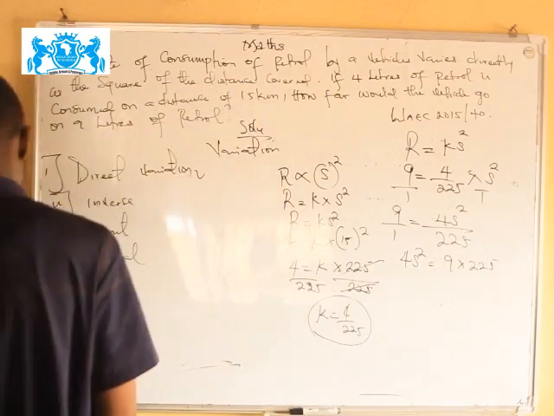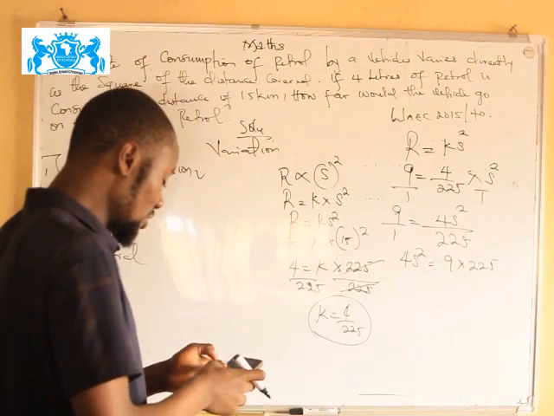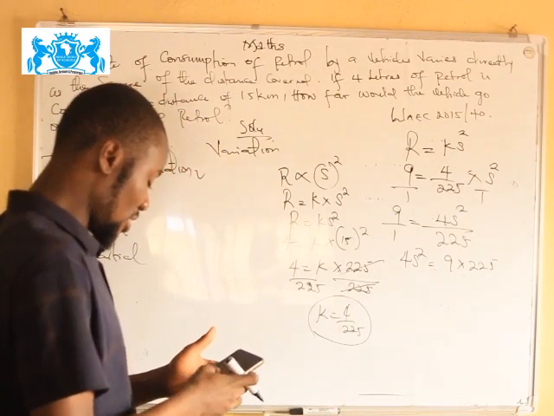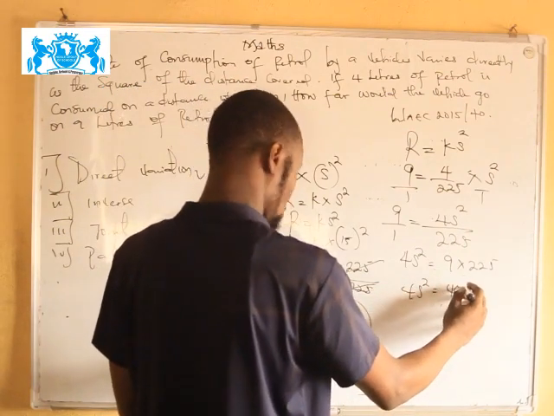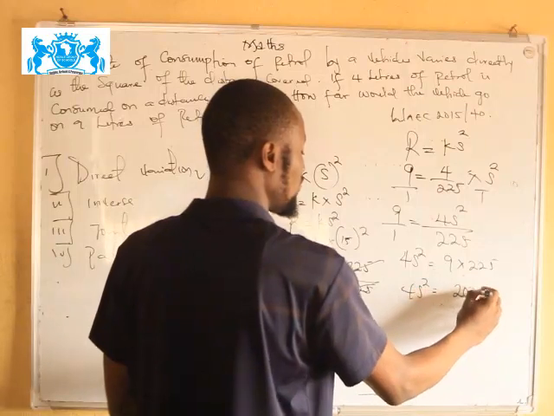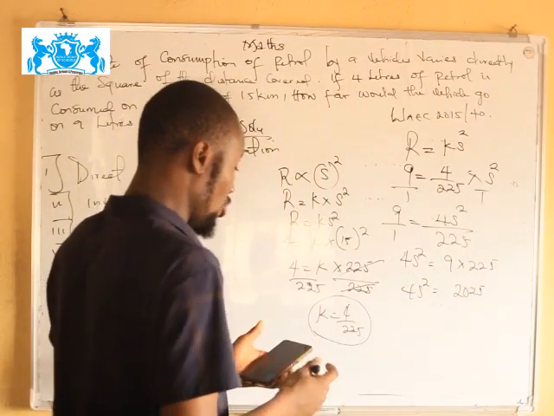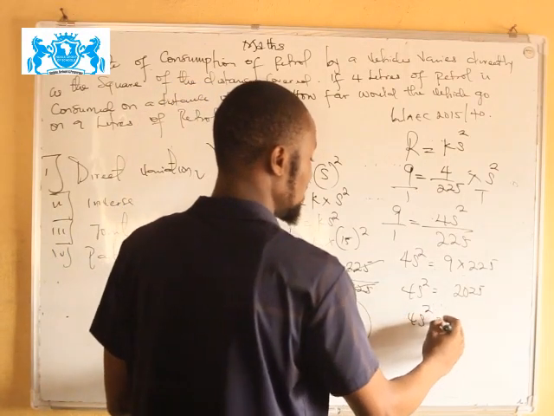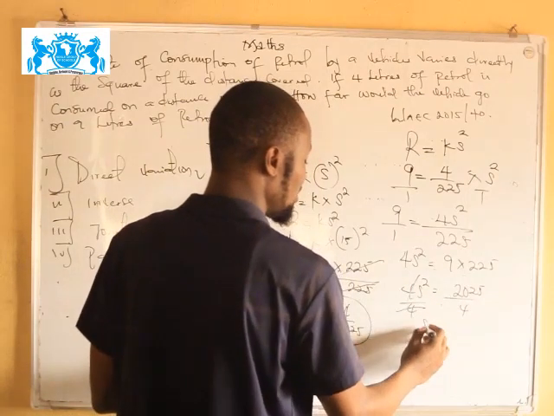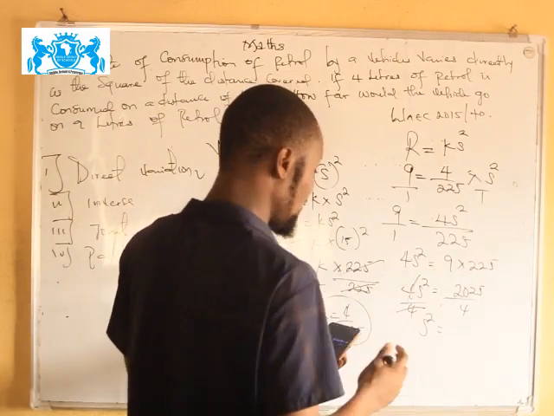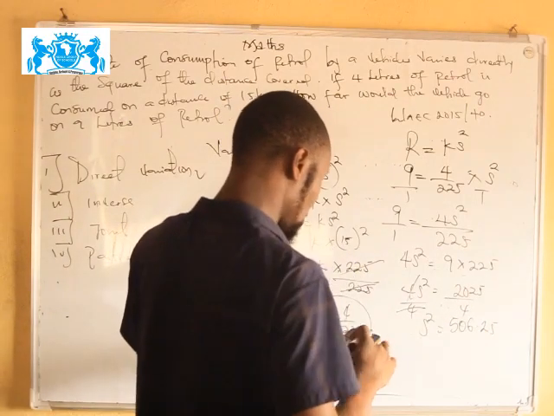Now, what would 9 times 225 give us? 9 times 225 is 2025, so 4s squared is equal to 2025. Now, dividing both sides by 4, we'll be having s squared as 2025 divided by 4, which is 506.25.